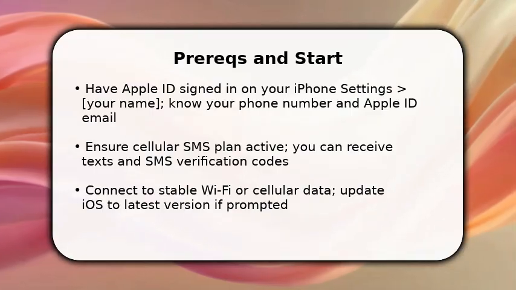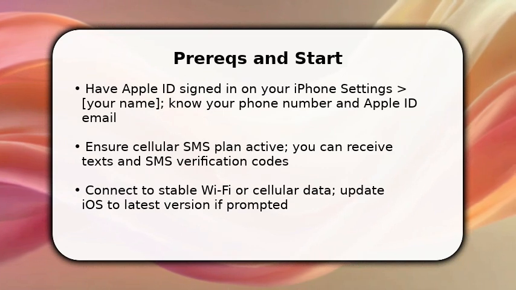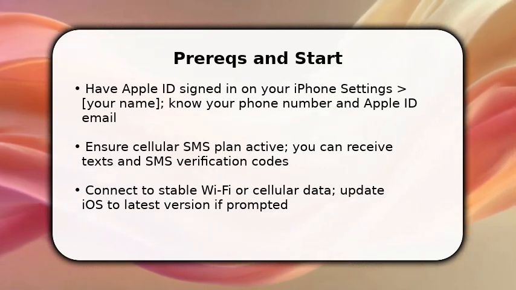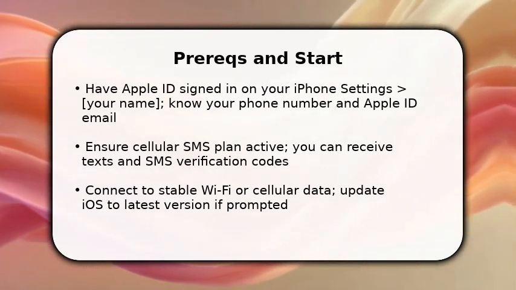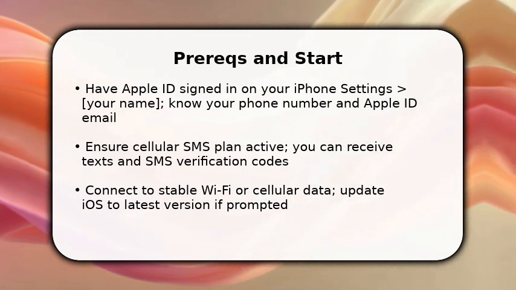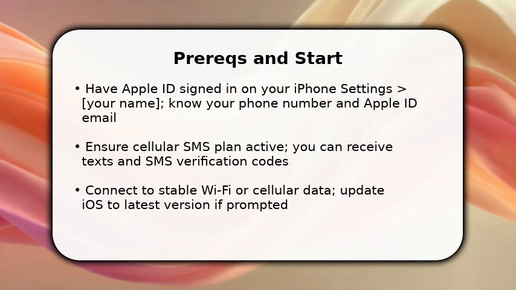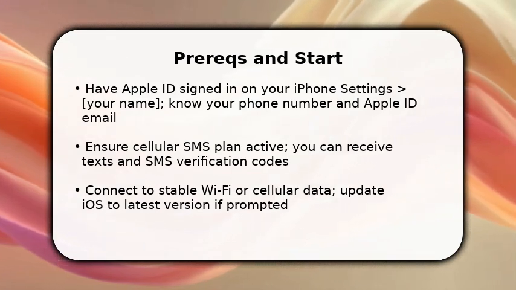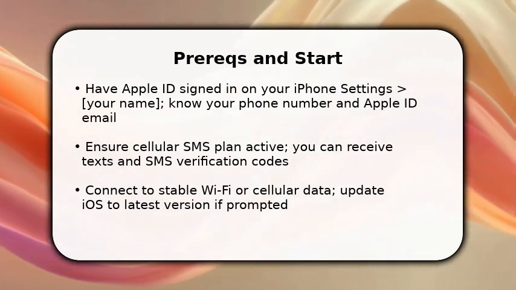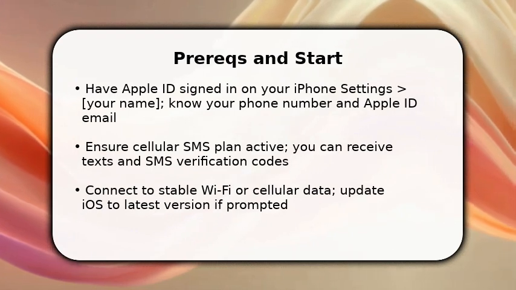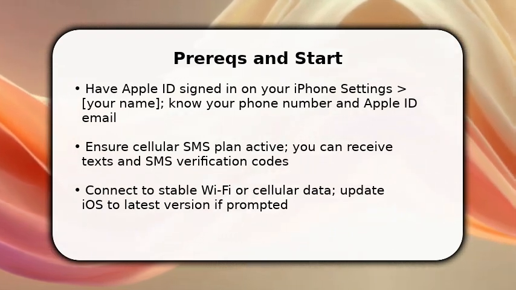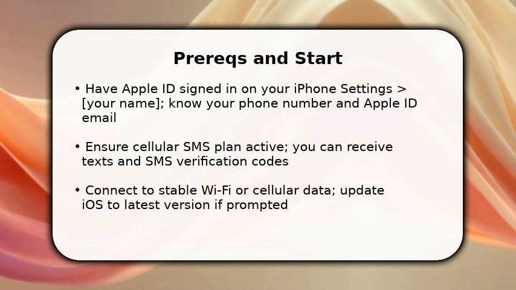You're starting with the essentials. Sign into your Apple ID on the iPhone and confirm your phone number appears in Settings. Once done, make sure your cellular SMS plan is active so you can receive verification texts. Connect to a reliable Wi-Fi or use cellular data and update iOS if prompted. Updates fix the registration flow.